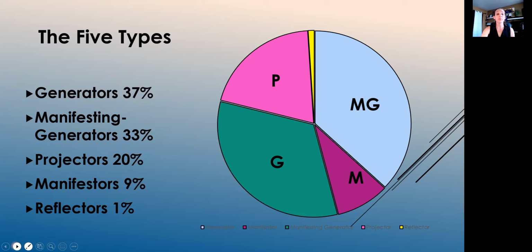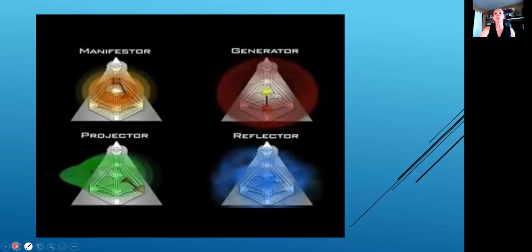Your specific type is going to determine what your aura is like. Remembering that 91% of the population has a magnetic aura, which means that we're meant to receive and respond to the world around us. We're meant to allow life to come to us. Manifestors are the only type that has more of an electric aura, which means that they are the ones sending signals out to the rest of the types.